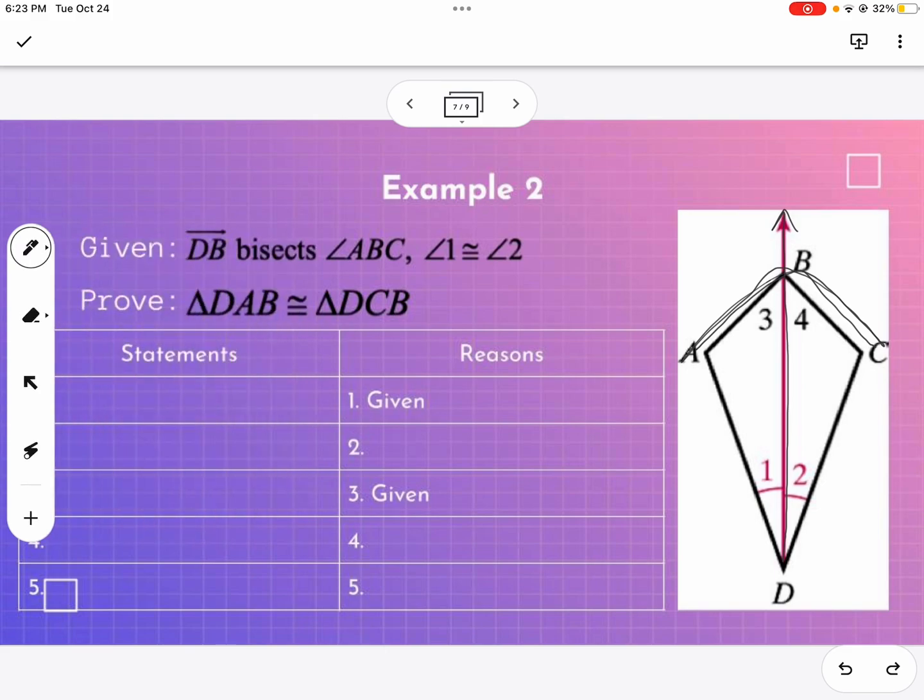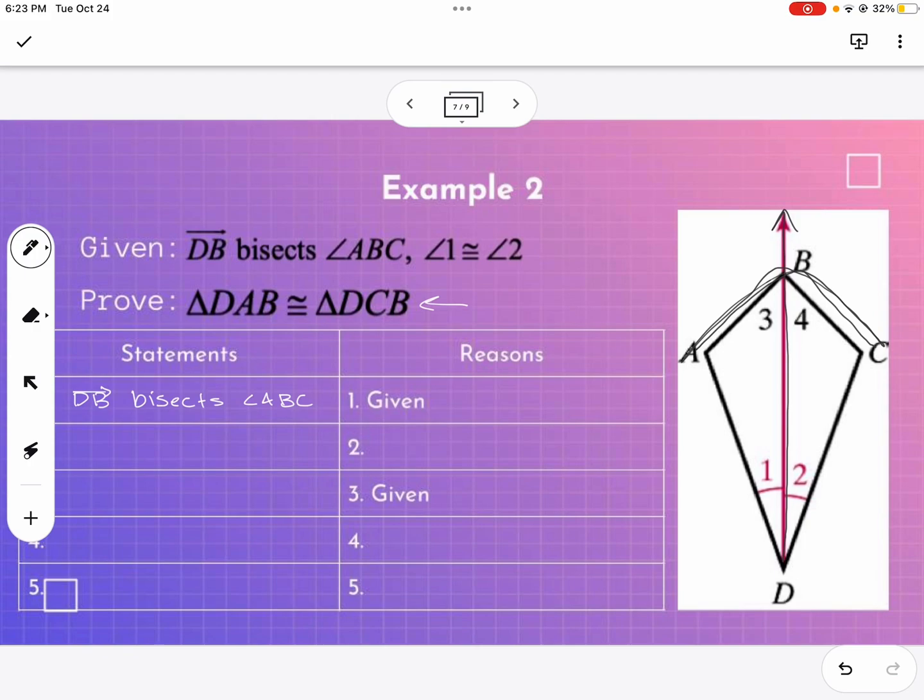Our first reason is given. Let's write our first given. Ray DB bisects angle ABC. What can I do with that? Like, what does it mean for something to bisect? How can we use that information to make another statement here? Remember, our end goal is this. I'm trying to prove these triangles congruent. To do that, I need to prove that pairs of angles or sides are also congruent.